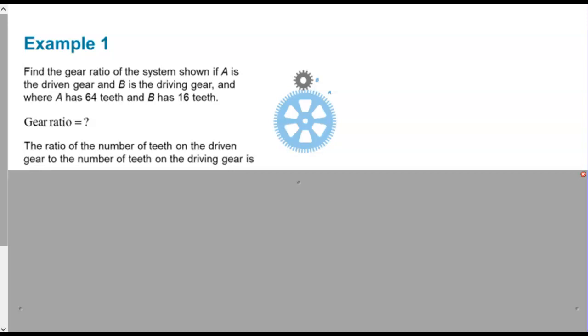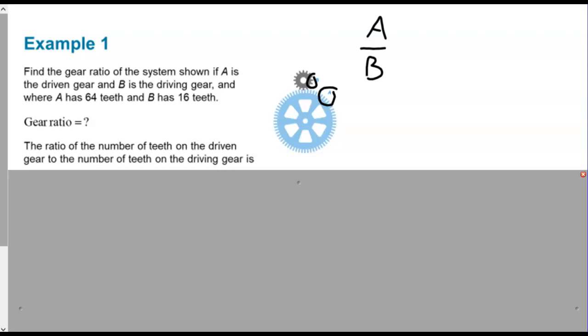Okay, so the ratio of the number of teeth on the driven gear and the number of teeth of the driving gear, we're going to look at that. We're going to set it up. We're going to pull out the facts. A is the driven gear, so here's A right here, and this is B, the driving gear. It's asking for a gear ratio. We know a ratio is a comparison of two similar things that are being divided, and so we can say that is our ratio A to B.